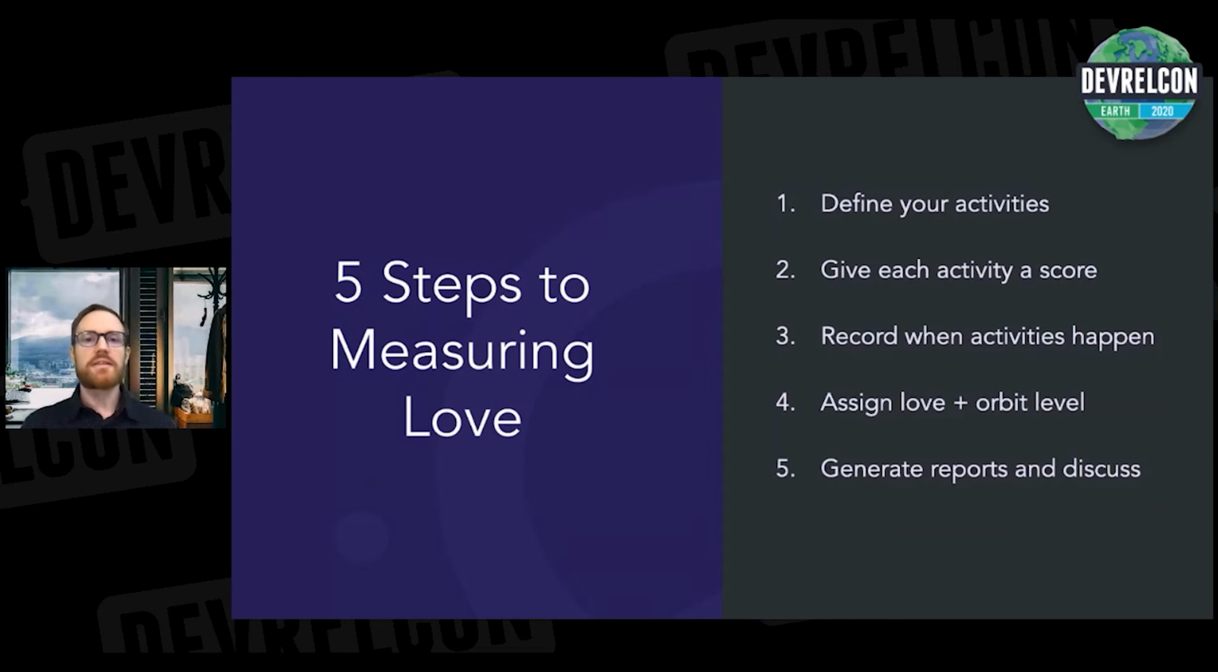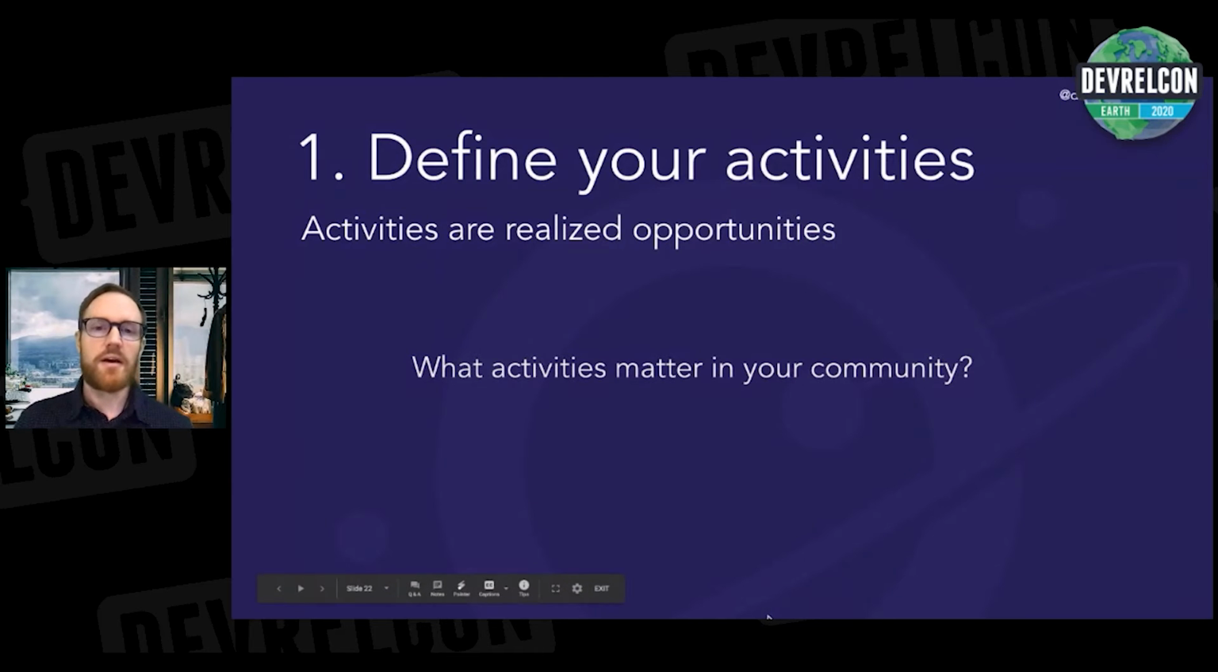So the first step is defining the activities. Because what we'll do with calculating love is we'll figure out the activities that matter the most to you that your community members are doing, and we're going to add those up and give points to them. The first step in defining the activities, the question is what actually matters in your community? What's important? Is it community members publishing content? Is it community members giving talks? Is it community members coming to your events, doing pull requests or issues? In the developer world, there's many, many ways that the communities get built, and each one is a little bit different. So defining the activities that matter to you in particular is very important.